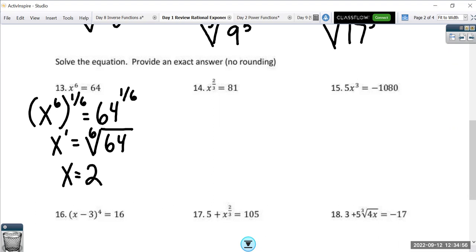All right, let's try number 14 together. Again, I have x to the 2/3 equals 81. So what I need to do is get our x by itself. So to neutralize my exponent of 2/3, I need to take my left side to the 3/2. Whatever you do to the left side of an equation, you have to do to the right.